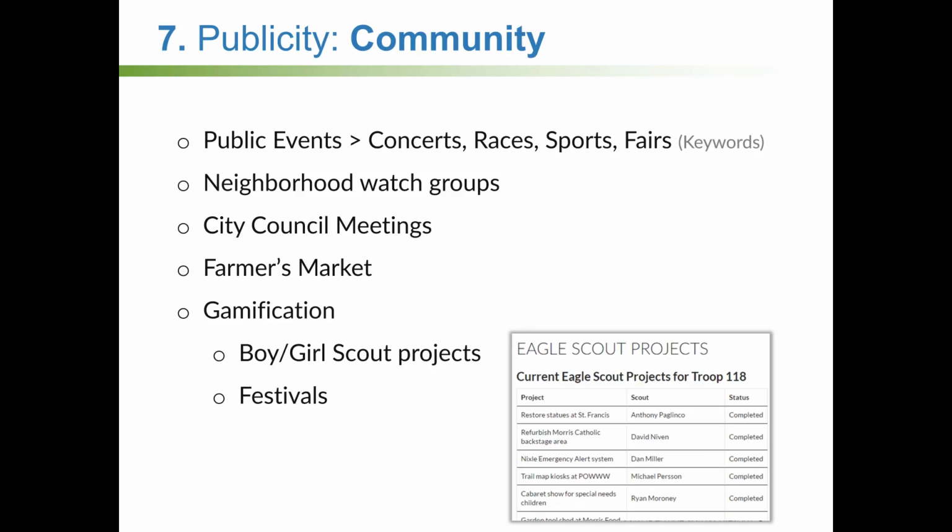Go ahead. Wonderful. So when you're actually reaching out to the community, of course, we want to cover safety, but we want to engage with the community in other ways too. So with those keywords that you're given, you want to create different databases of your residents.